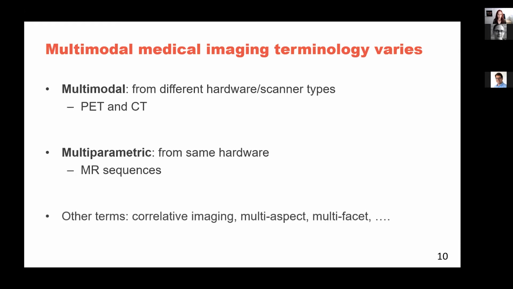Then other terms you may be hearing are correlative imaging. I notice this is very often used in the life sciences. So when people are imaging based on microscopes, they often refer to combining the data as correlative imaging. Multi-aspect and multifacet are other terms that you can use for such rich data.